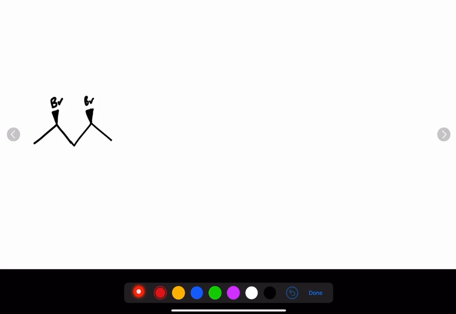Here's an example. If you want to find the two chiral centers, they are these two carbons right here. Let's determine the configuration of each before we do anything else.